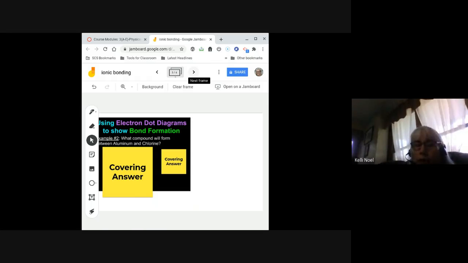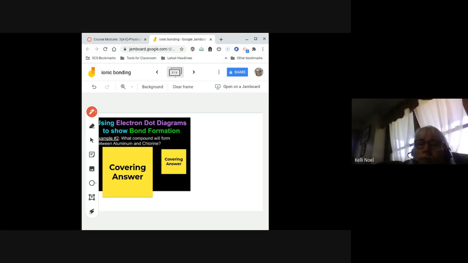Aluminum and chlorine. Aluminum is in group 13 or 3A, so we know that aluminum would have 3 valence electrons. And we know chlorine has 7 because it's in group 17. So what we're going to find out is this one electron here will go to this chlorine.